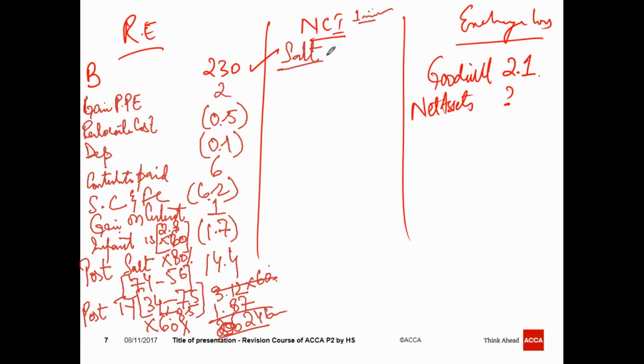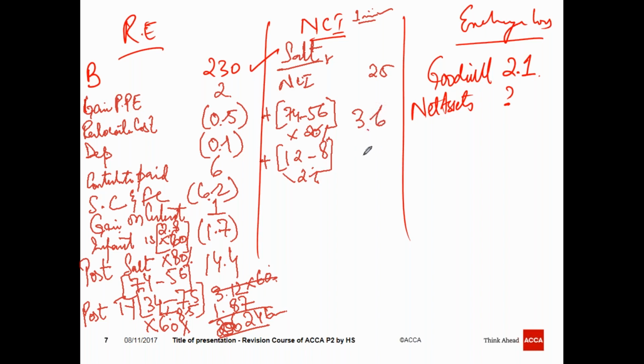For Salt, NCI at the acquisition date is 25. Then the post-acquisition profits of Salt is 74 minus 56 into 20%, which should be allocated to the NCI. Then we have to take the other component of equity portion, that is 12 minus 8 into 20%. So the value is 0.8. So the NCI in Salt only is 29.4.